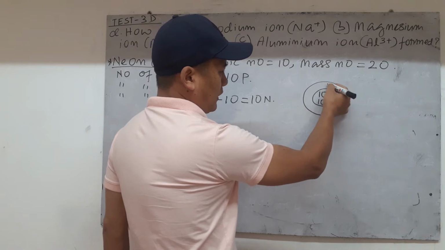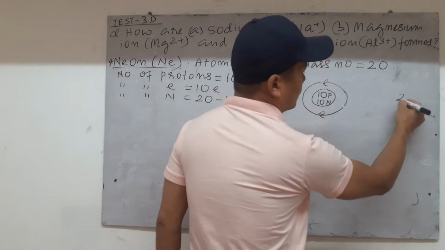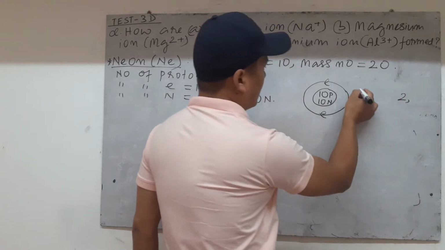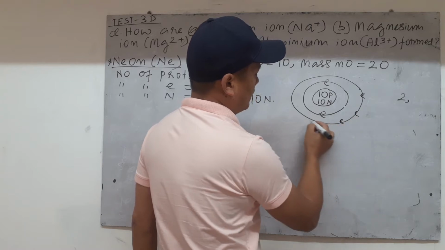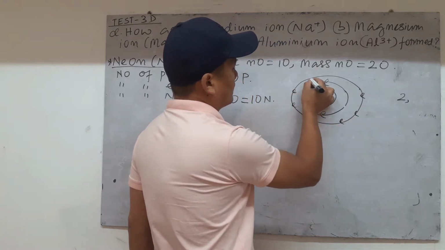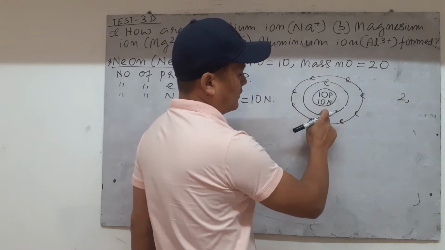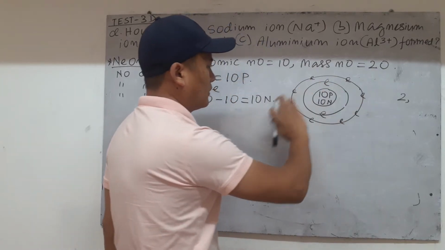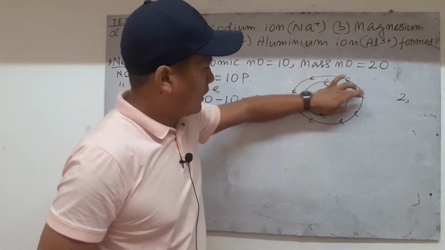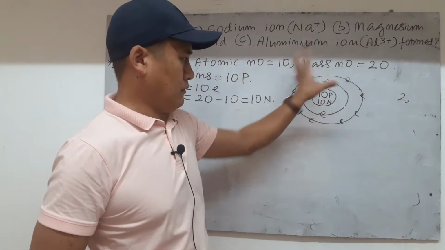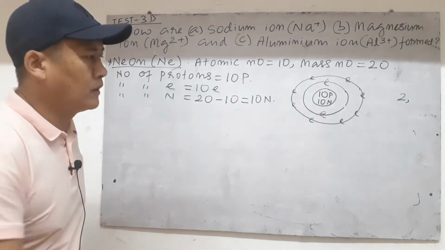The number of electrons in the first shell according to the Bohr-Bury rule is 2. The second shell holds a maximum of 8: 1, 2, 3, 4, 5, 6, 7, and 8. So 8 plus 2 in the first shell makes 10 electrons. Two in the first shell, 8 in the second. Perfect, right? So this is the structure of a neon atom.